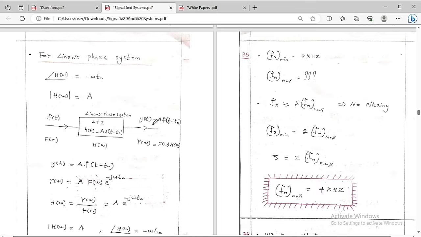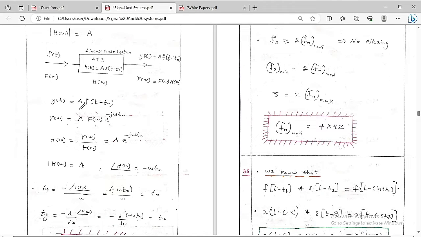Then what is the output that we are going to get? y of t is equal to f of t convolution h of t. When A is a constant, we can take it outside. So f of t convolution delta of t minus t naught is equal to f of t minus t naught. So y of t is equal to A into f of t minus t naught. If we apply the Fourier transform to all the signals, this becomes F of omega, this becomes H of omega, and this becomes Y of omega. Since y of t is f of t convolution h of t, Y of omega is equal to F of omega into H of omega.